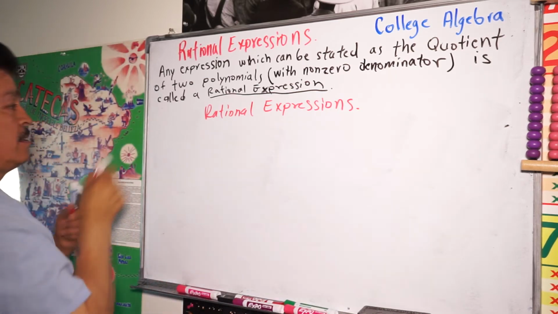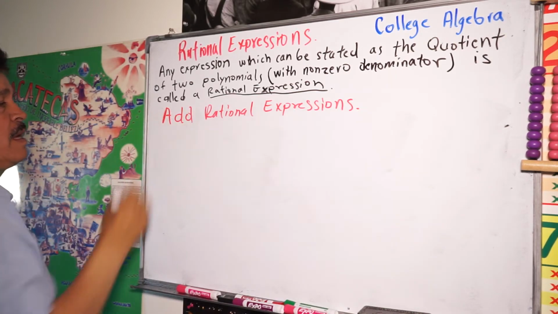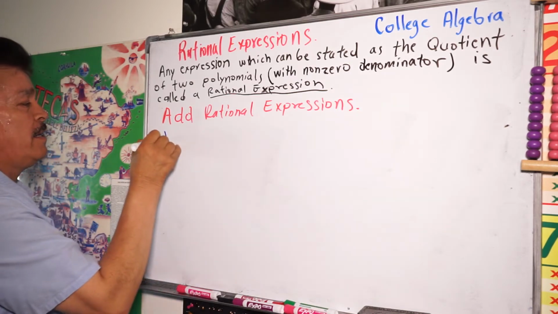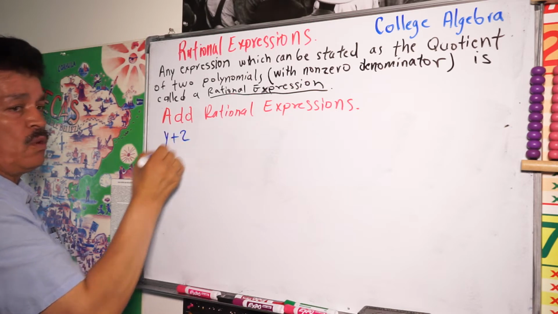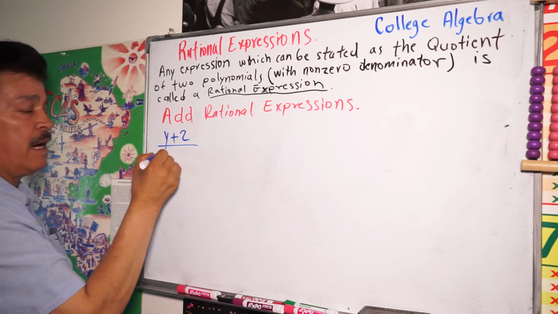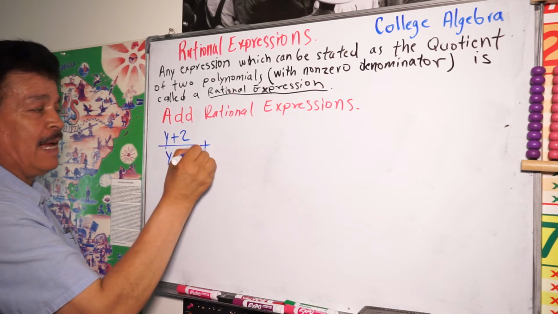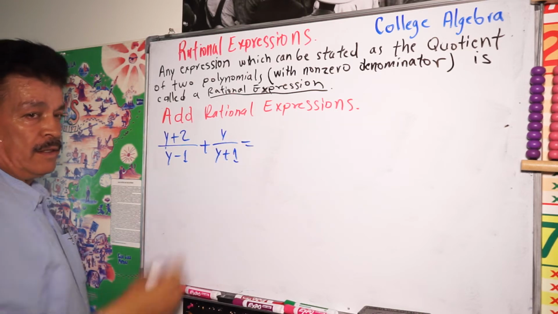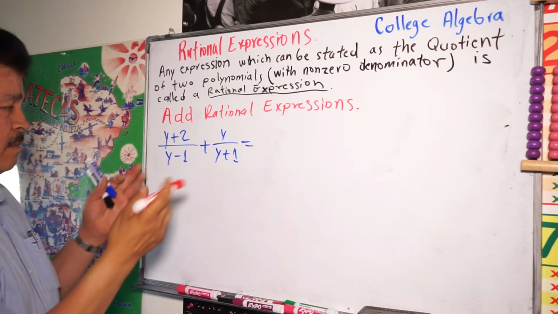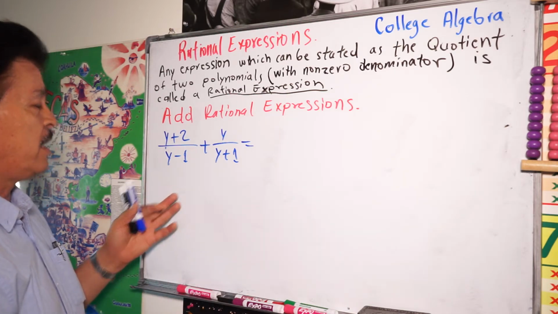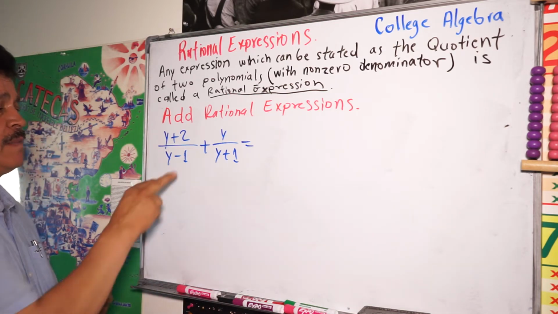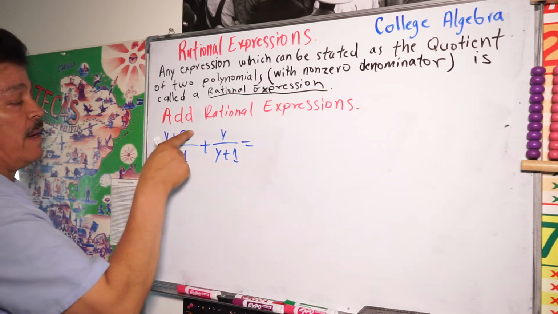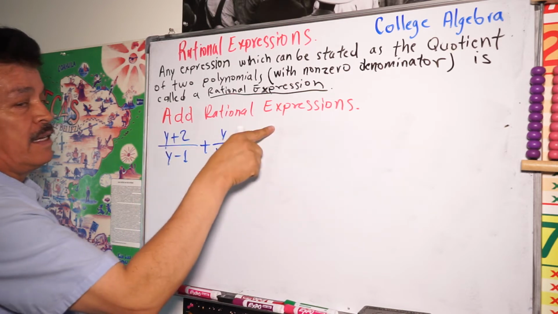Let's add rational expressions. Let me write this one: y plus 2 over y minus 1 plus y over y plus 1. So how do we solve this? It's a rational expression. How do we solve it when you have different denominators? It's not the same denominator, it's different denominators, right? We have to cross multiply like this.